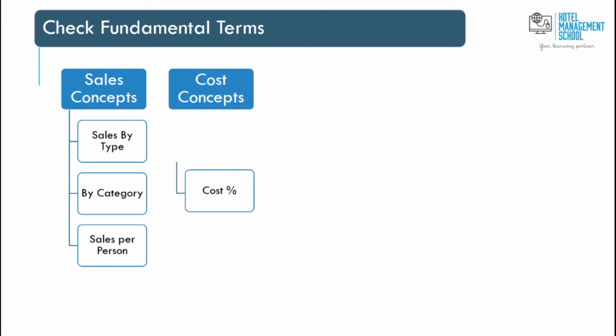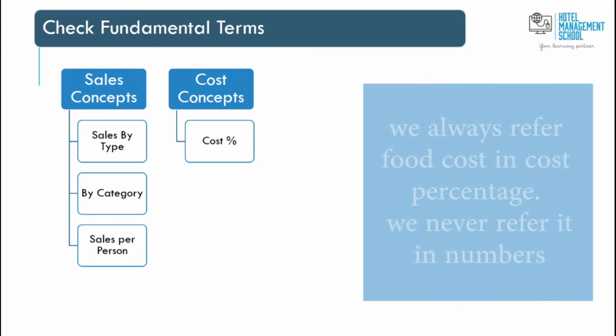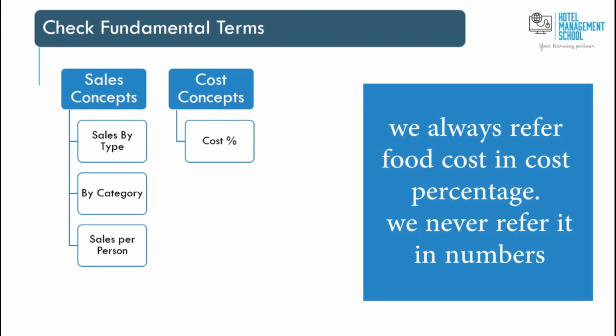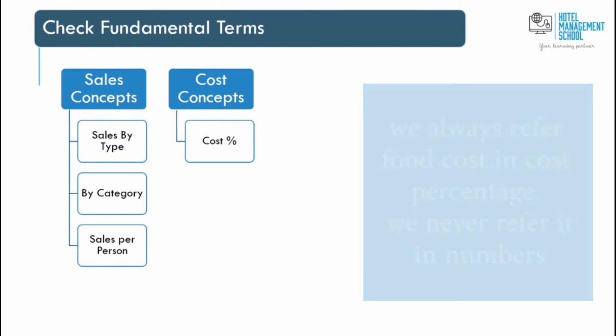So what is the cost percentage? You all know your cost percentage. You already told me, right? 20%, 30%, 35%. So whenever we are referring to food cost, we are always referring to cost percentage. We never refer to it as, "My cost is $35 or $100 or $110," right? Everybody said percentage, 25%, 30%, because it's an average.